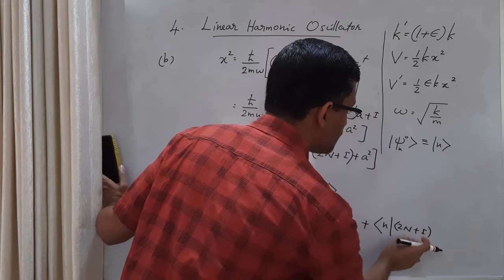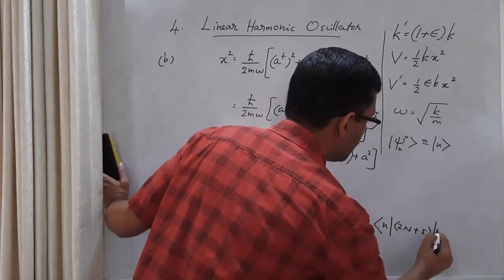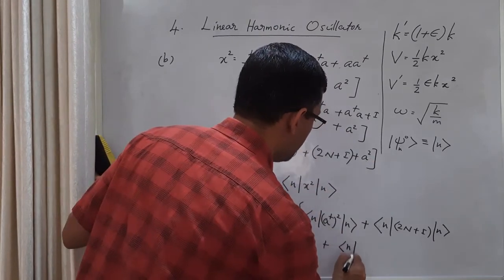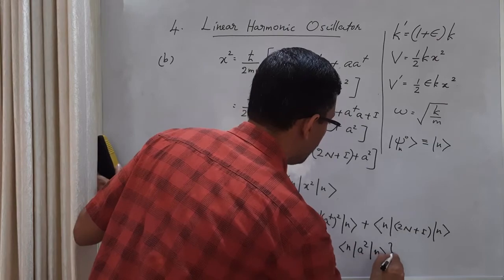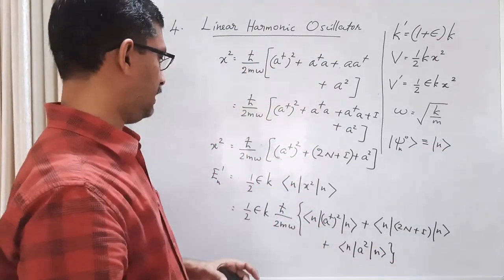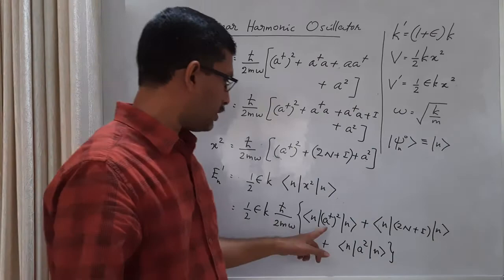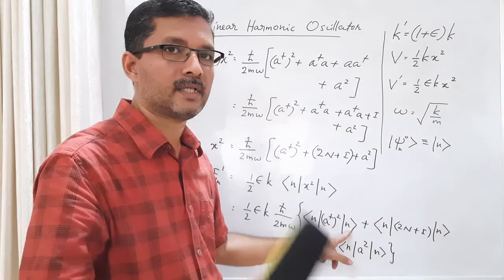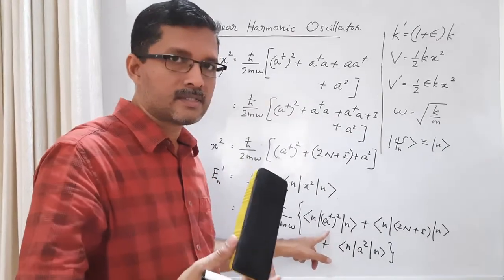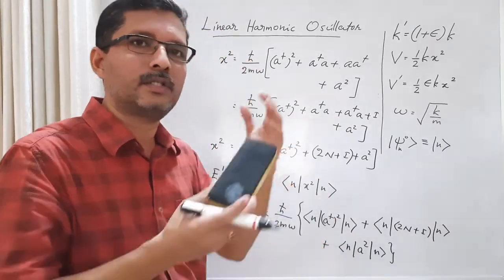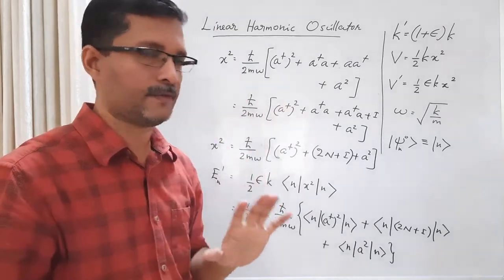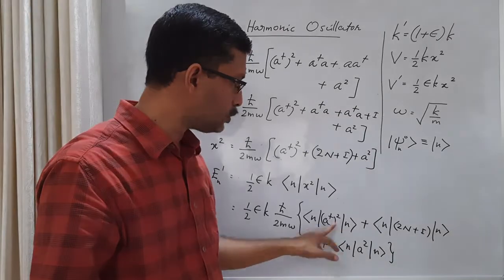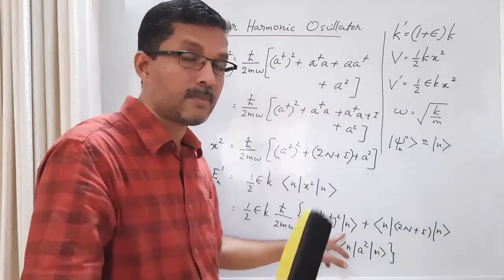Both n and I are operators. N is the number operator, I is the identity operator. Plus one more term, bra n, a square, ket n. There are 3 terms. Okay, let's look at the first term. We know that when a dagger operates on ket n, it will go to ket n plus 1. Because a dagger is the raising operator, it will raise an nth state to n plus 1th state with some coefficient. Let's not worry about the coefficient now. When a dagger operates 2 times, it will go to n plus 2 state.